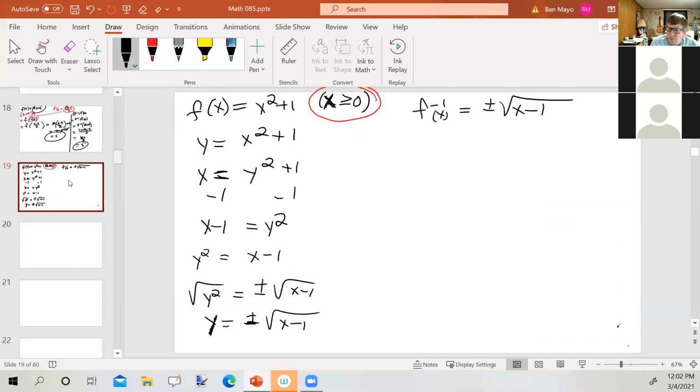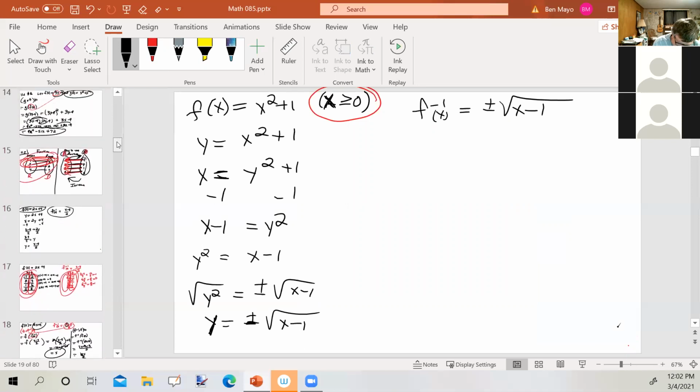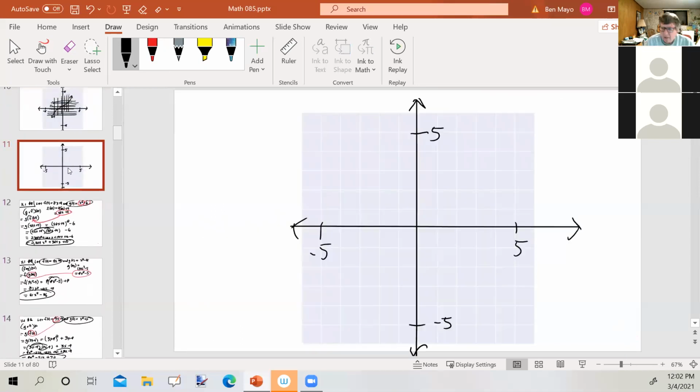Now, f of x equals x squared plus 1. What does the graph of that look like? Well, doesn't it look like y equals x squared, but moved up 1 unit? It would look like that. Remember, y equals x squared is a parabola with the vertex at the origin, and then it's moved up 1 unit. So are you okay that that's the graph of f of x?